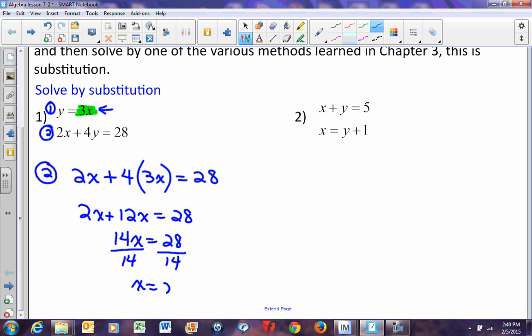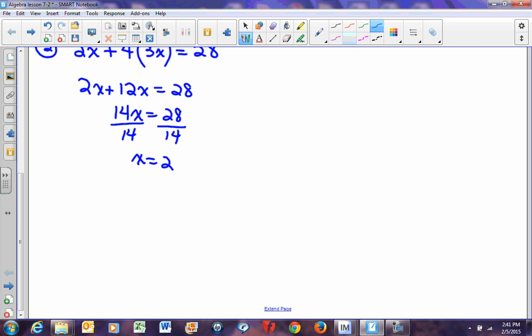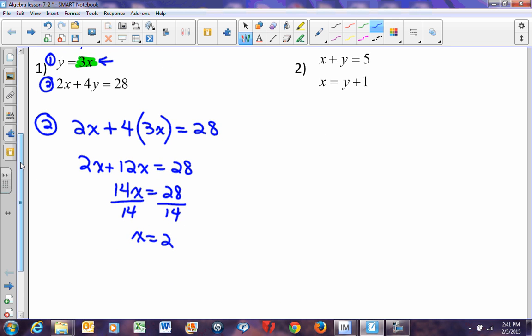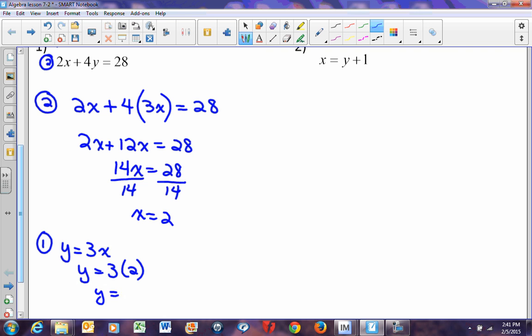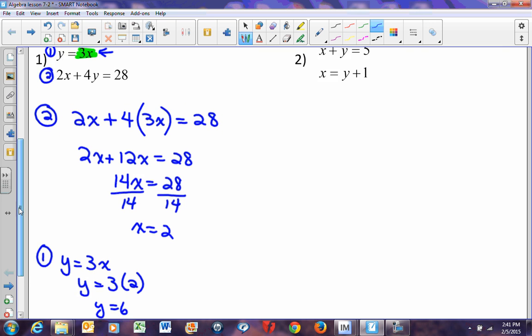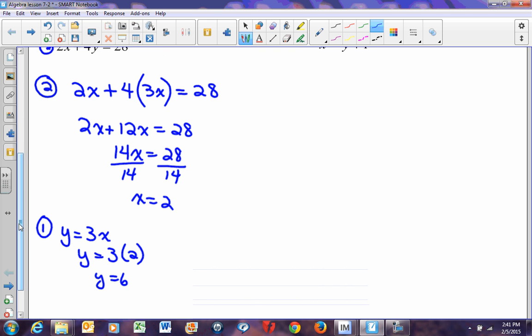So x equals 2. That was very nice and simple. I now know that x equals 2. Once I know that x equals 2, I can substitute back into my first equation. My first equation says y equals 3 times x. So y will equal 3 times 2, which means y equals 6. So my solution to this system of equations is (2, 6). Solved by substitution.